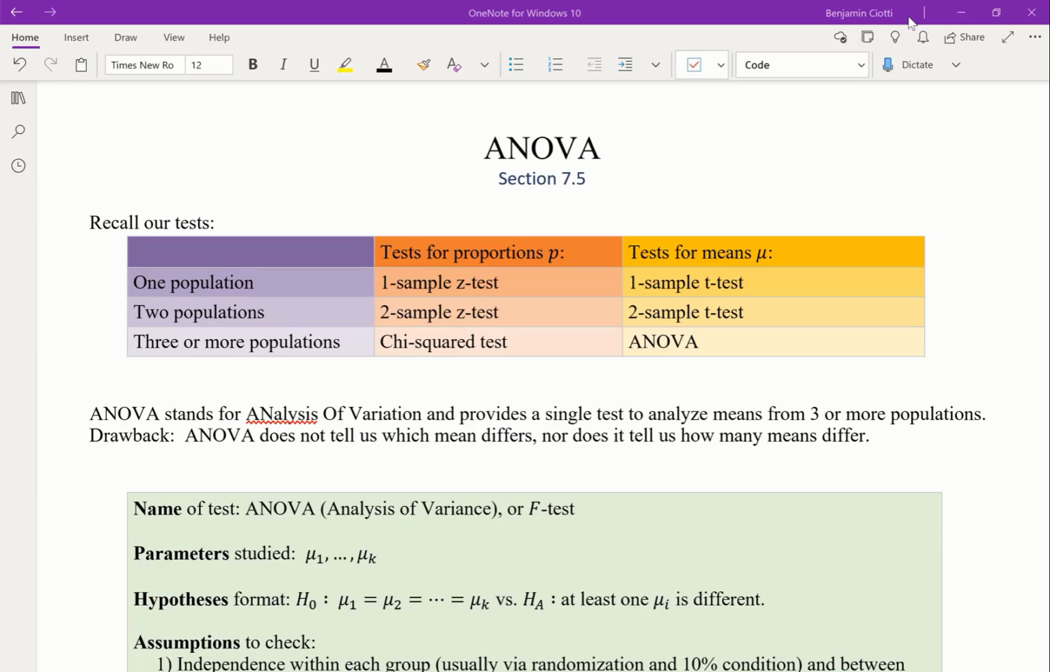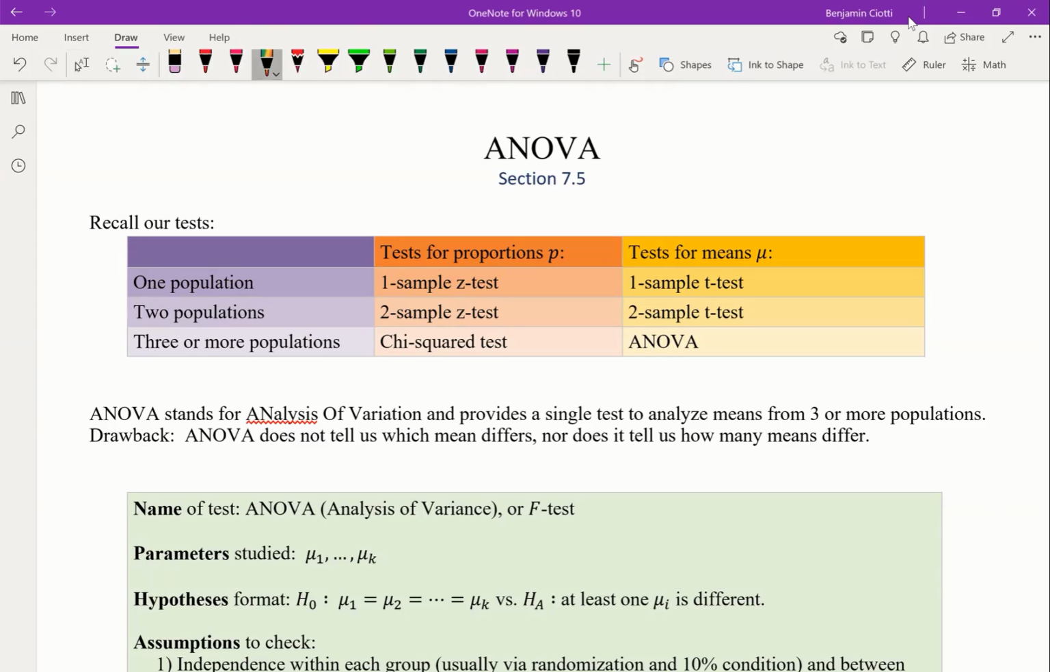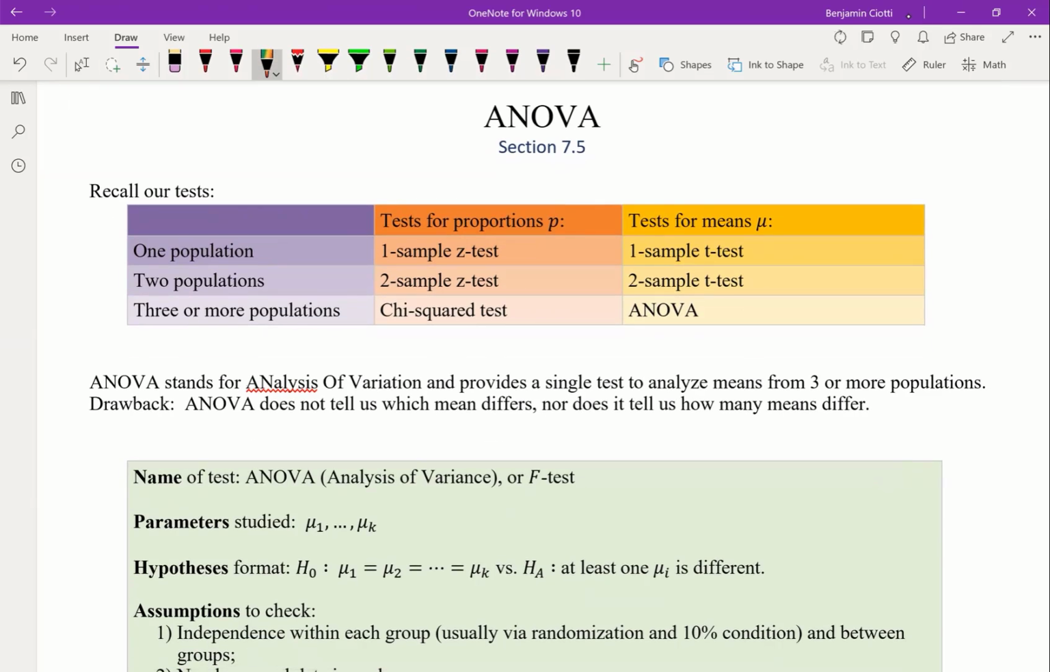So this is the last of our long list of tests. You probably never thought we were going to finish this list, but we've done all of these except for ANOVA, and today we finished the list. So ANOVA stands for Analysis of Variation, and it's a single test that allows us to analyze means from 3 or more populations. So remember when we had a single population, we did the 1 sample t-test. When we wanted to compare means from 2 populations, we did the 2 sample t-tests.